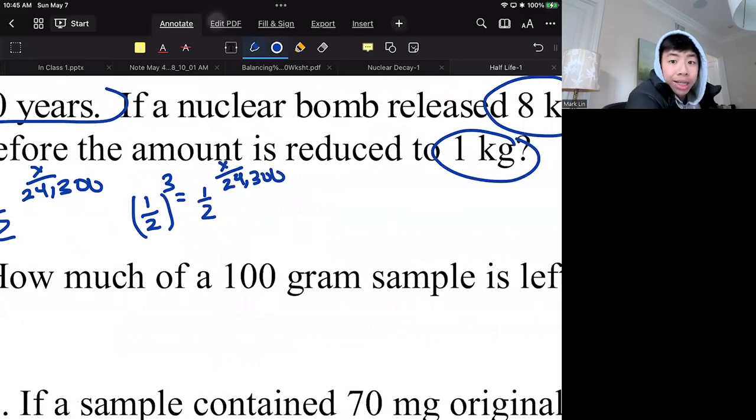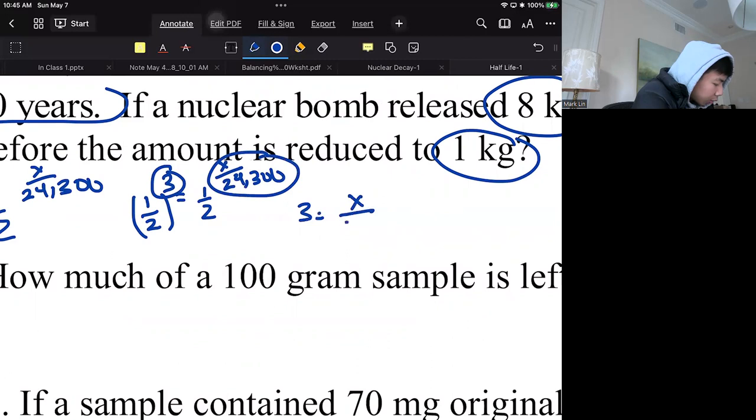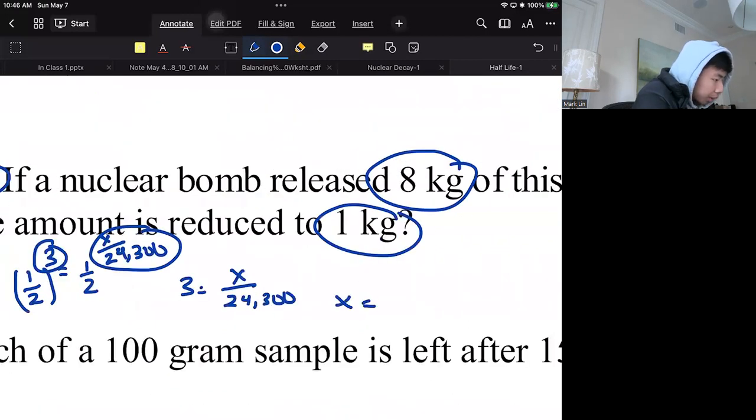Right. And so now we have the same bases. We can just solve with the exponents. So 3 equals x over 24,300. X is going to be 72,900 years.